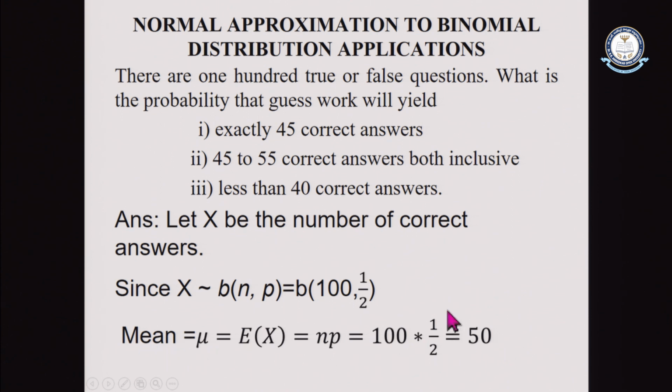So then the variance. We already know the variance of the binomial distribution. What is the variance of the binomial distribution? It is npq. npq is equal to 100 into, since p and q have the same chance, 1/2 into 1/2. I can simplify this to 25, the variance.